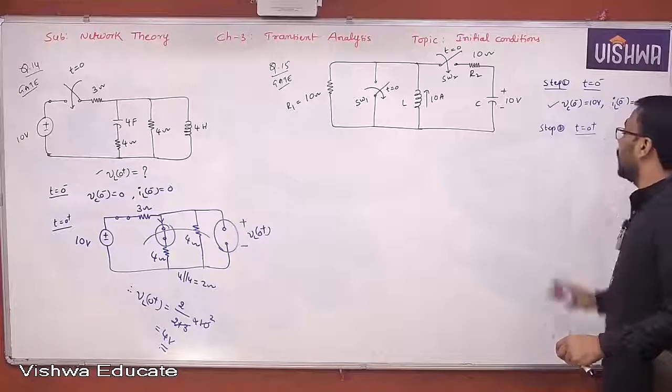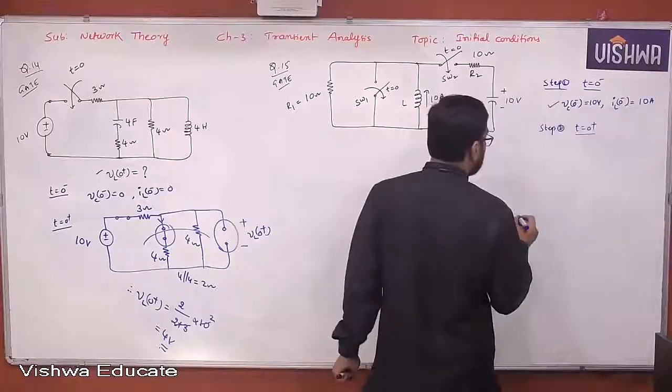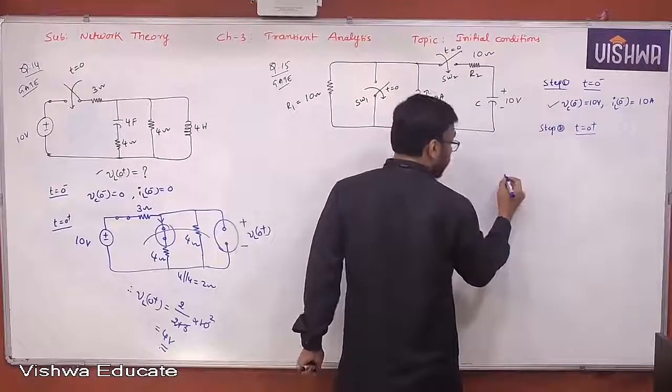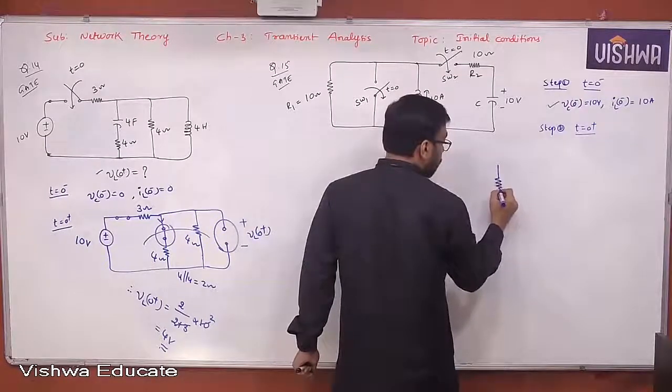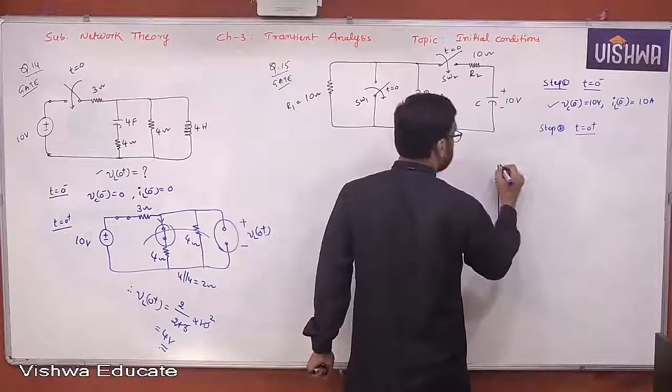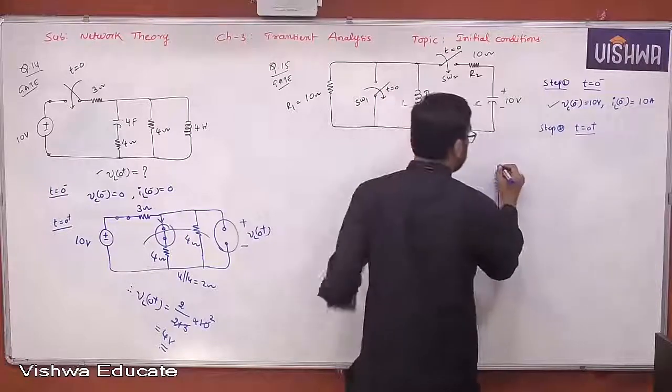Let us now construct T equals 0 plus equivalent. How does it look like? So let us do it. Resistor remains resistor. Switch is open, right? Okay, switch is open.